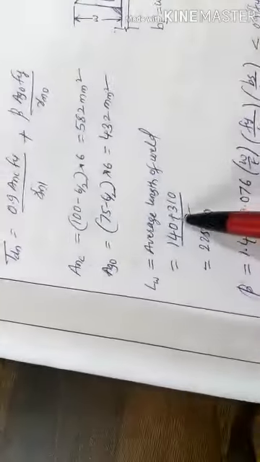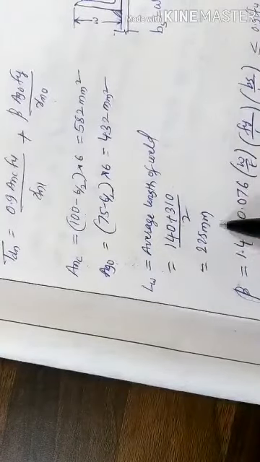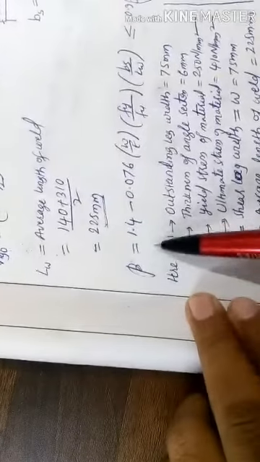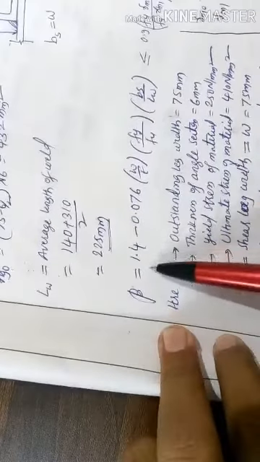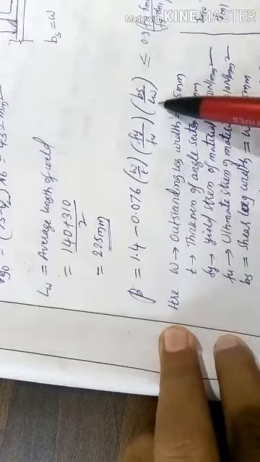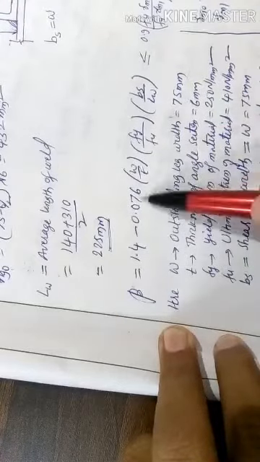That average length you have to take here. So here given 140 plus 310 average length in welded length. After that you know the beta formula, that is the correction factor. This formula also is there in the code. Just note down this formula from the code, then substitute all the values in this one.